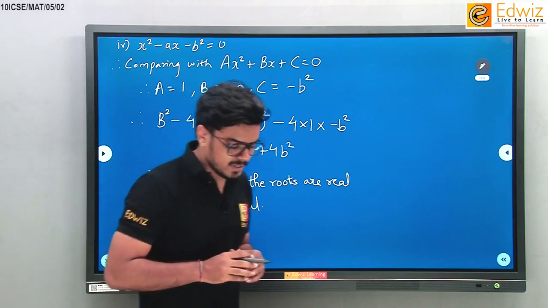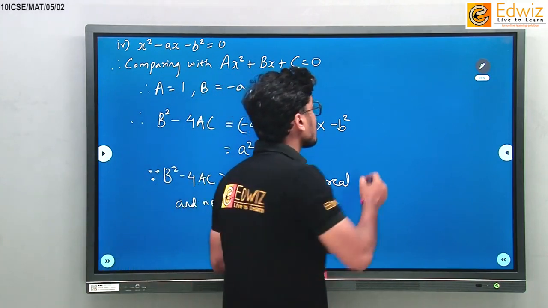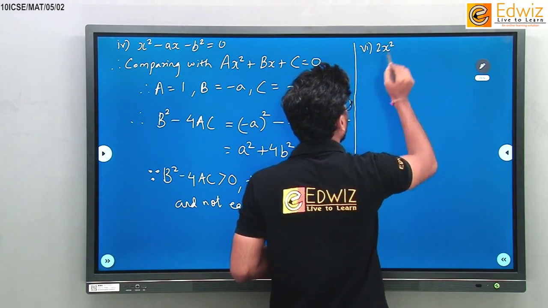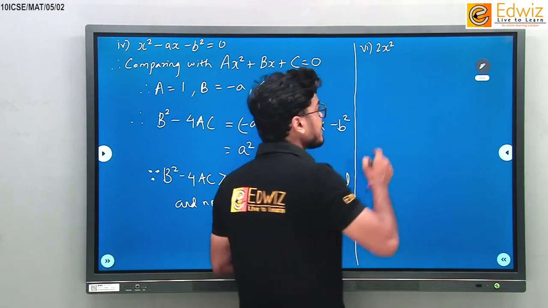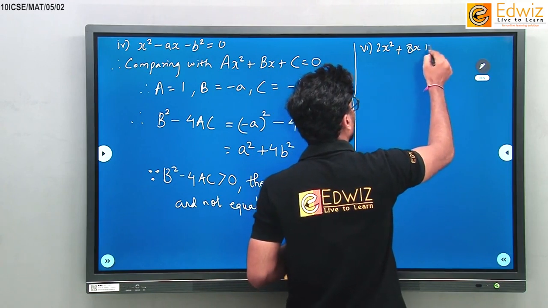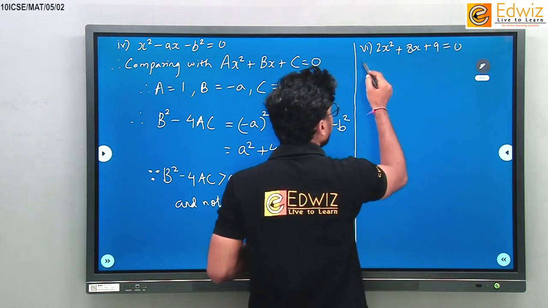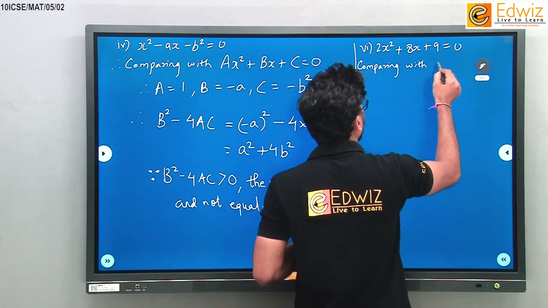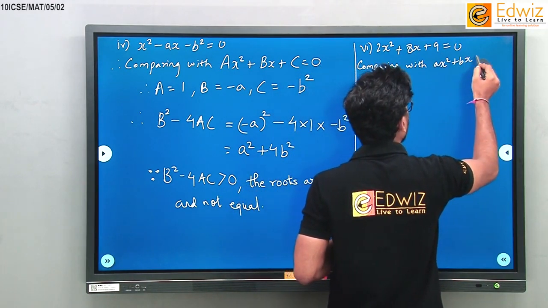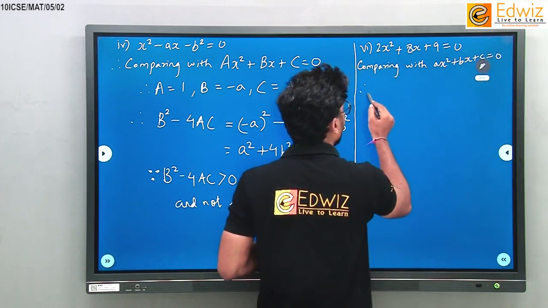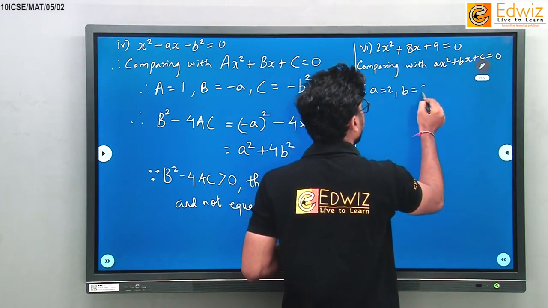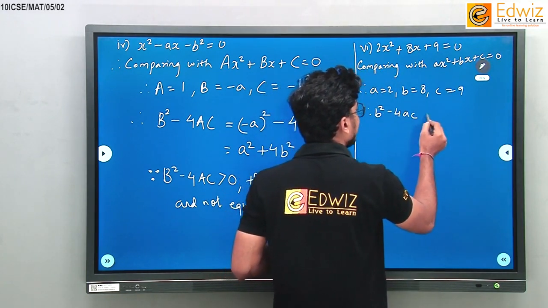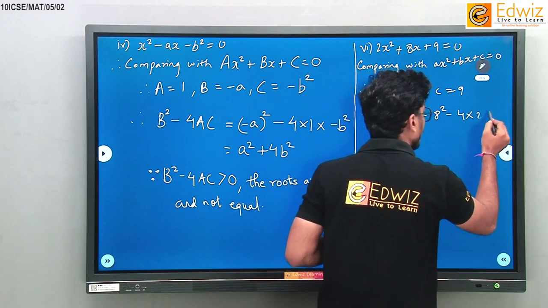Okay. Now the last one here, the sixth one: 2x square plus 8x plus 9 equal to 0. Do the same thing, comparing with ax square plus bx plus c equal to 0. So a here is 2, b is 8 and c is 9. Find out b square minus 4ac, that is 8 square minus 4 into 2 into 9.